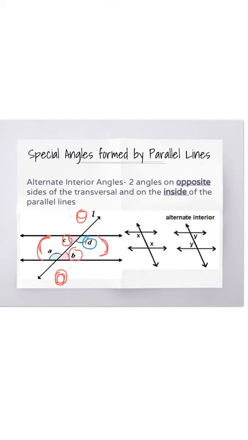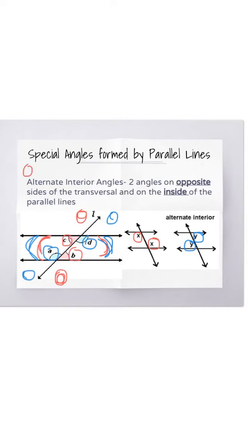Then you have angles D and A, which are also alternate interior angles because, again, they're on opposite sides of that intersecting transversal line, but they are also inside the parallel lines. If you look at the picture on the right, here's another example. You have X angles, which are alternate interior. They're on the opposite side of that transversal line, but inside the parallel lines. Or you have the Y angles on the right. They are alternate interior angles because they're on opposite side of that transversal line, but inside the parallel lines.